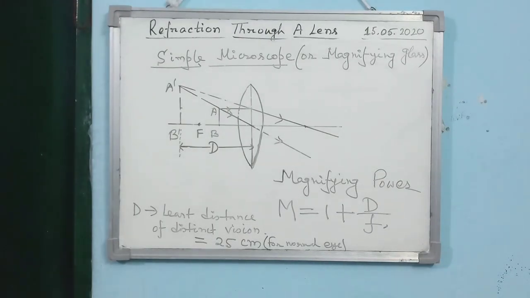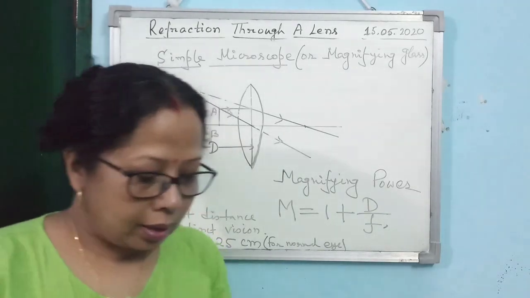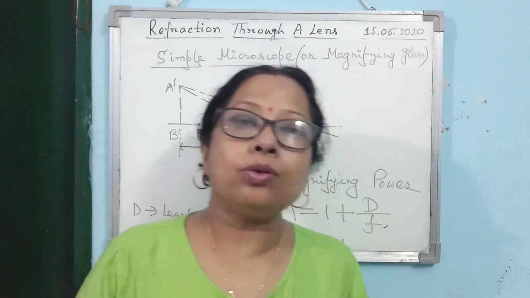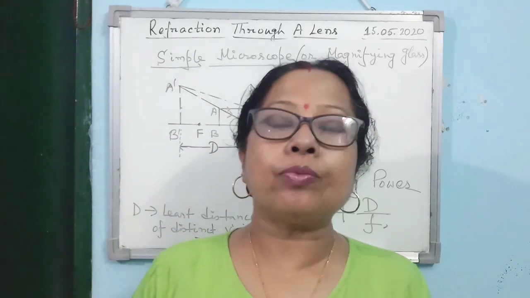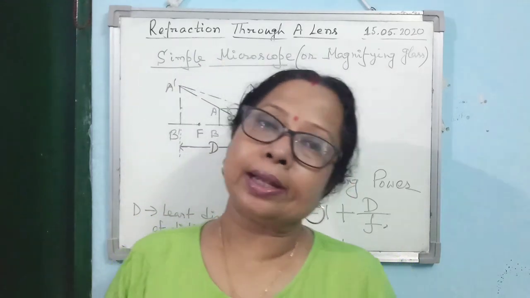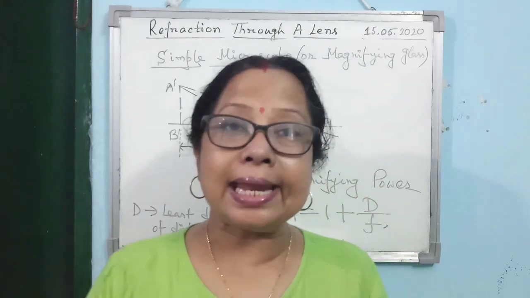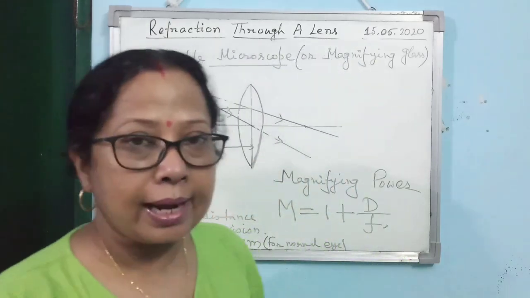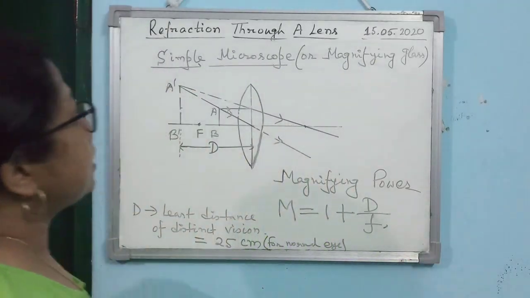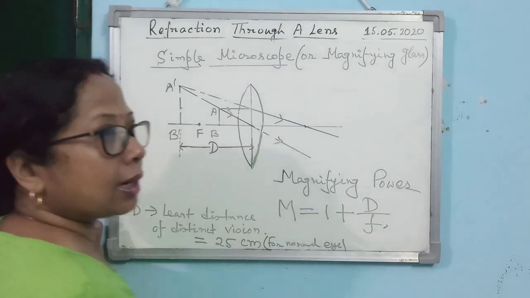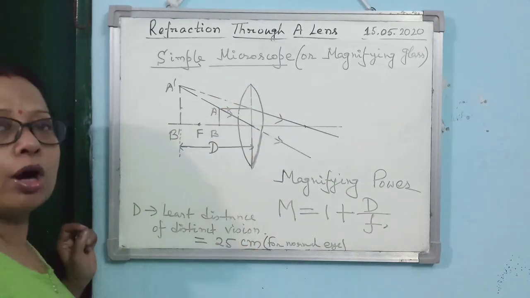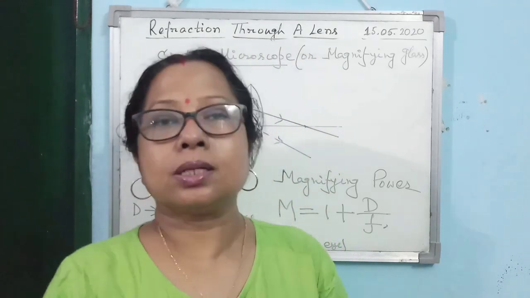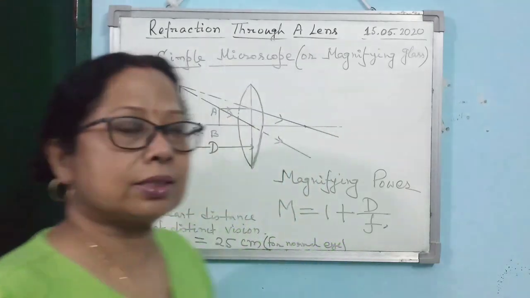The next topic is simple microscope or magnifying glass. Alright, so from the term you can make out magnifying glass means what? When you are looking through that glass or when you are using the microscope, you can get a magnified, means enlarged, a bigger image of a very small object. Alright, so what is a simple microscope or magnifying glass? It is nothing but a convex lens. We just use a convex lens.